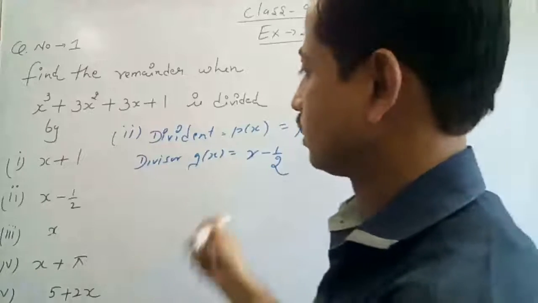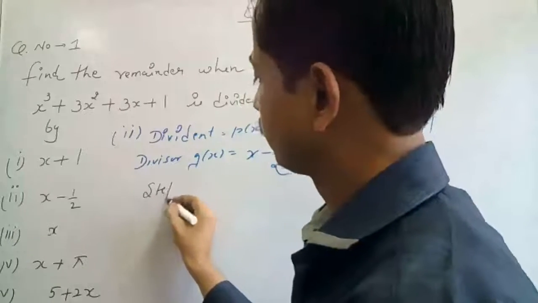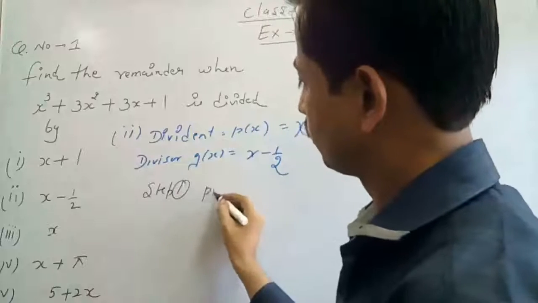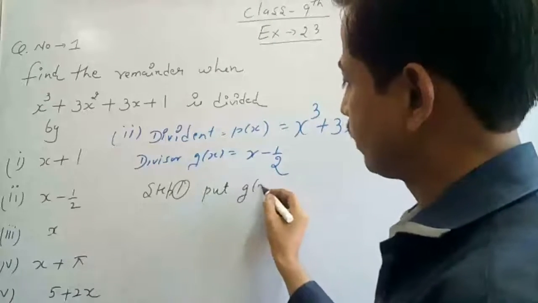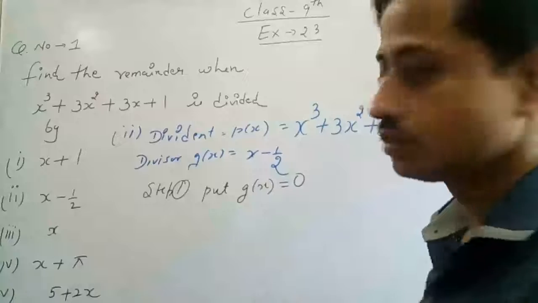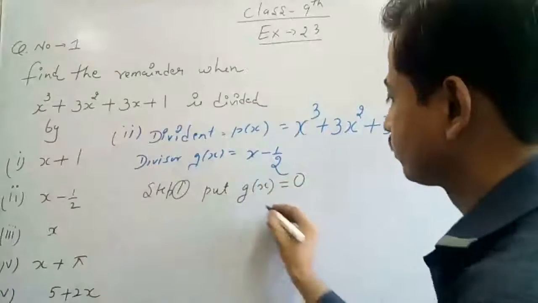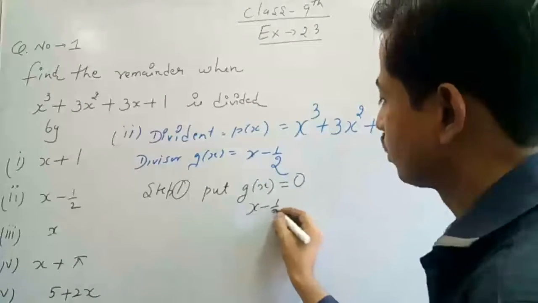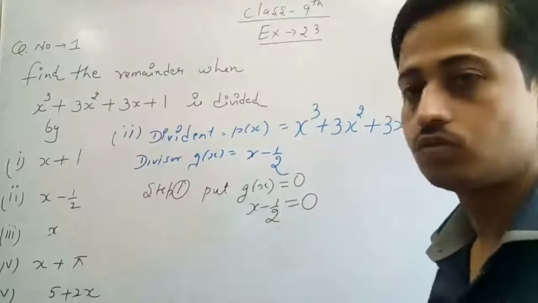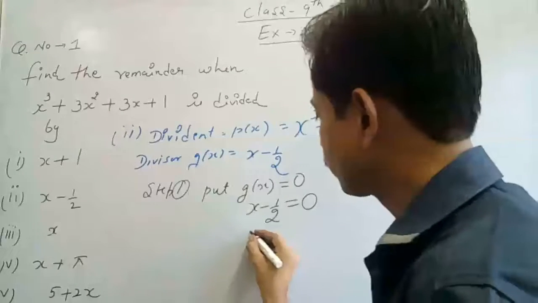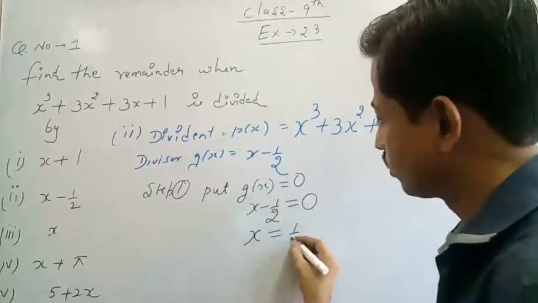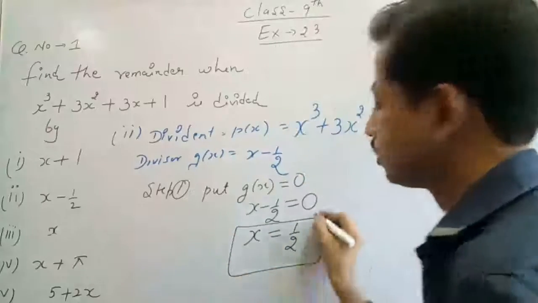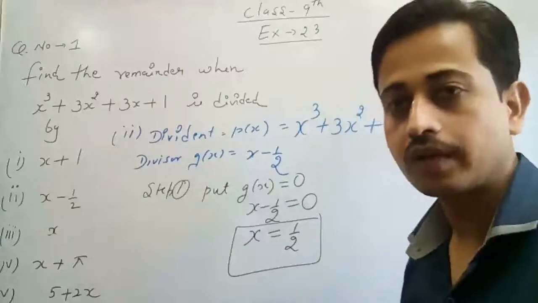Same. Step 1, put g of x is equal to 0, and g of x is what? x minus 1 by 2 is equal to 0. Now what's the value of x? x is equal to 1 by 2. We get x is equal to 1 by 2.